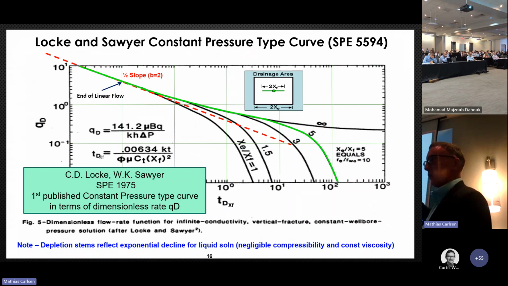This was Mike's, probably in every lecture I've sat through that Mike was giving, this was like his favorite type curve, which was the Locke and Sawyer type curve, which came out in 1975.